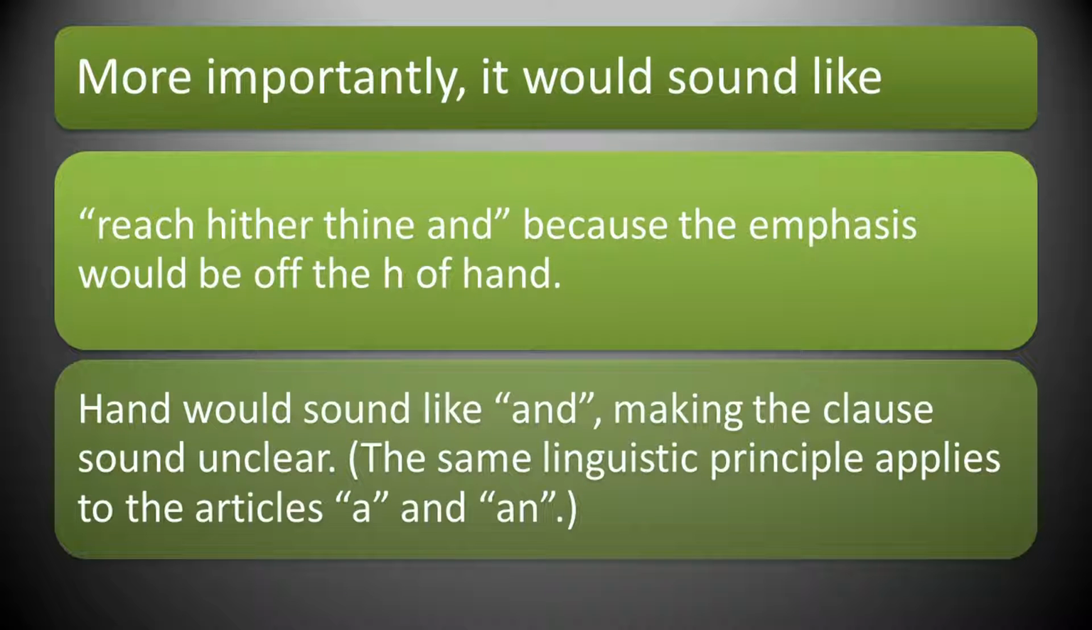The same principle applies to the articles a and an. An comes before nouns that begin with a vowel.